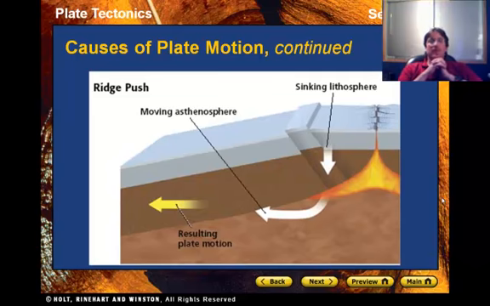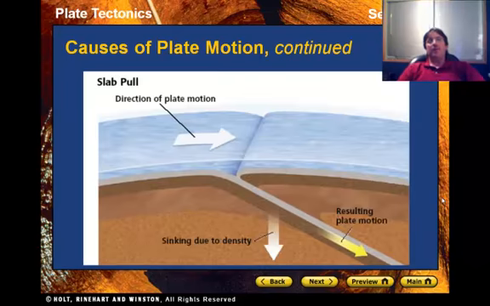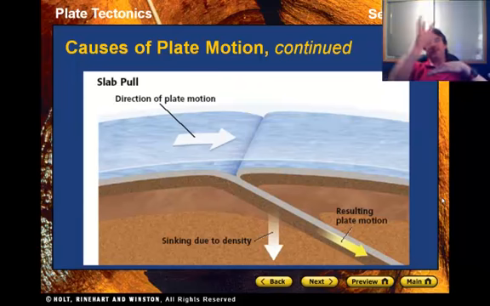Alright, here's some other ways the plates move. You get a ridge push. You have a moving asthenosphere that is moving because the lithosphere is pushing down into it, and it causes the plate to slide with it. Okay, this is caused by gravity pulling on that lithosphere. Second way is a slab pull. The denser material is being pulled down due to density, so it's sinking. As it sinks, it allows this other plate to slide right on down, and that's called a slab pull.